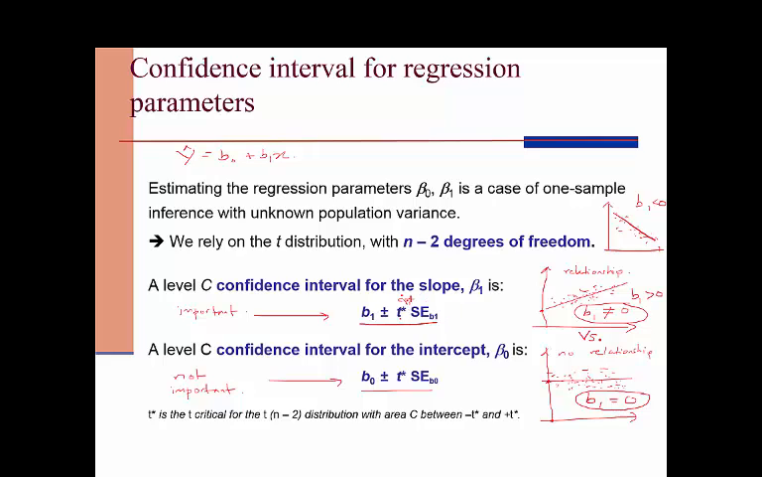And that t critical depends on the degrees of freedom. Okay, that's important. It depends on the degrees of freedom of n minus 2. So T critical is on the n-2 distribution, n-2 degrees of freedom. It's a little bit different, so you have to be careful. It's not just n-1 here, it's n-2.